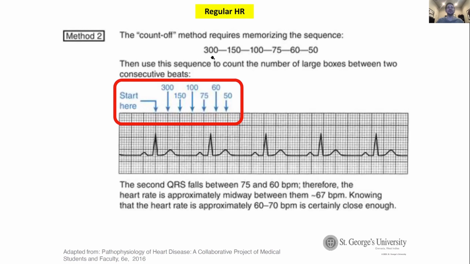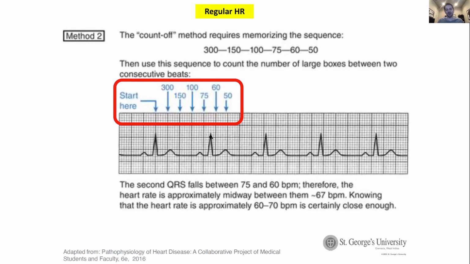So you just count the big boxes: 300, 150, 100, 75, 60, 50. So you find your R peaks, right? And you count the big boxes in between. So 300, 150, 100, 75, 60. So we know the heart rate is in between 60 and 75. So say like 68. You don't have to be perfect.